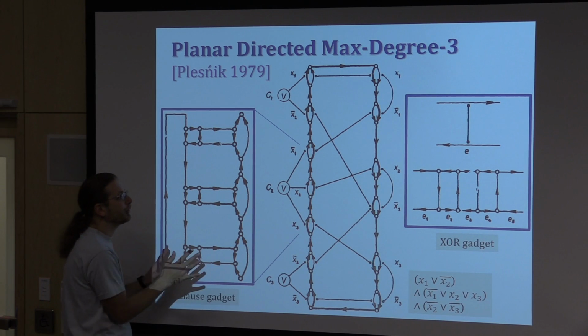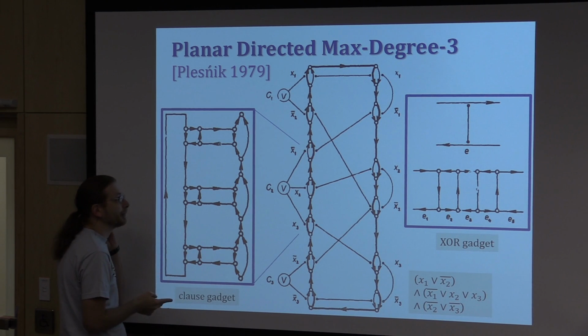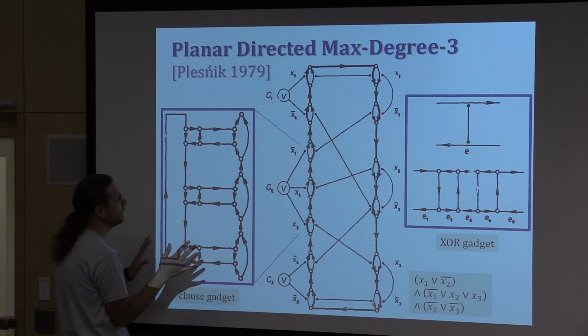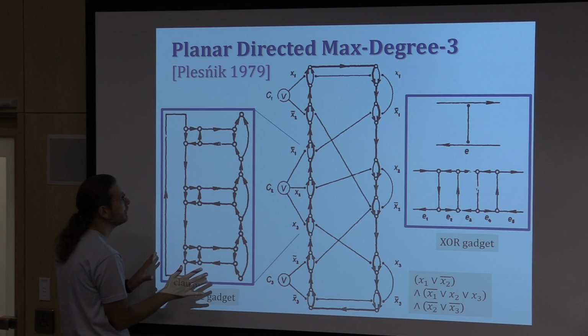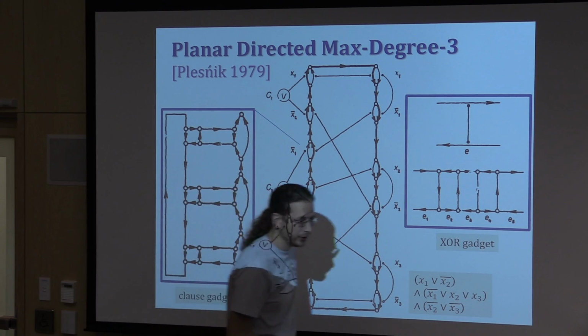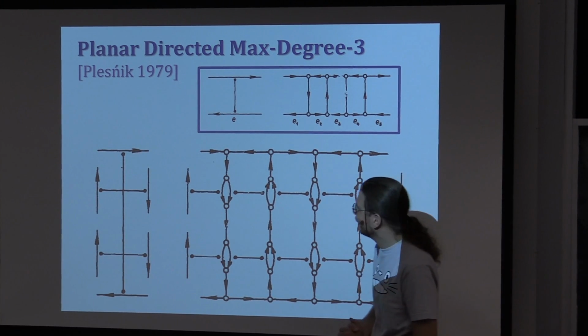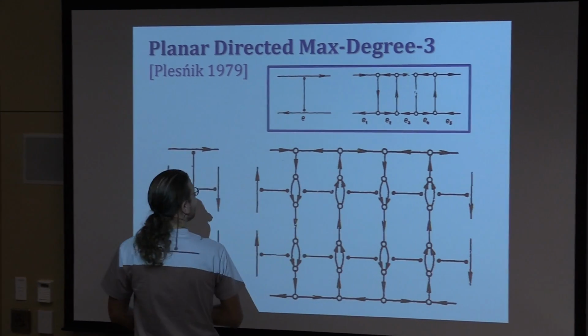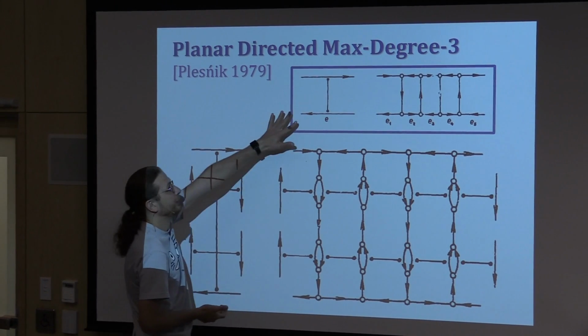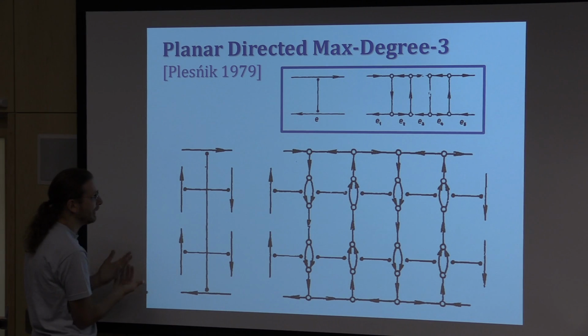Now, this would work fine if we didn't care about planarity, but I want planar directed max degree 3. At this point, we should be directed max degree 3. So that's an improvement from last time in terms of degrees. And then there's this fun figure for the crossover. So in general, that's just a repetition of what our XOR gadget was. Now we have crossing XOR constraints.